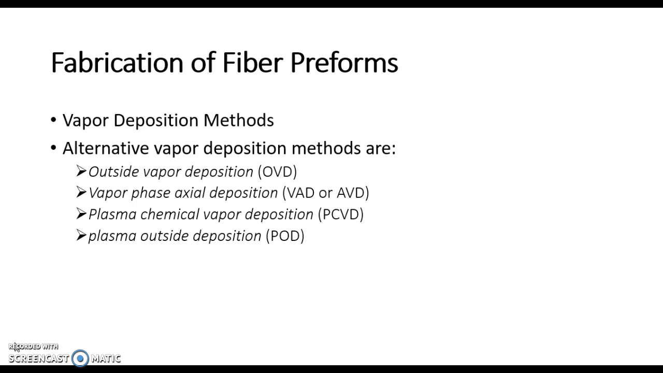The different vapor deposition methods differ in many respects. Concerning the possible material purity, the degree, precision and flexibility of refractive index control, the mechanical strength of the fabricated fibers and the deposition efficiency and speed.